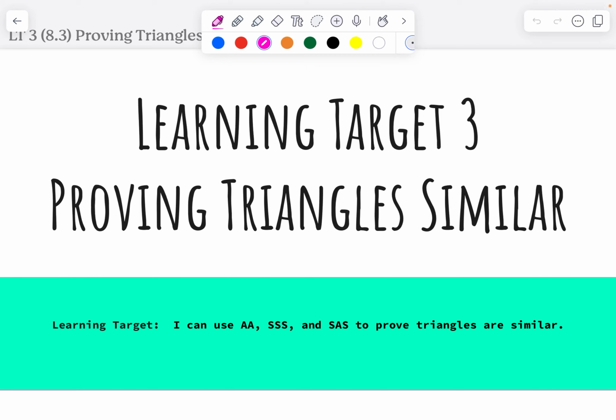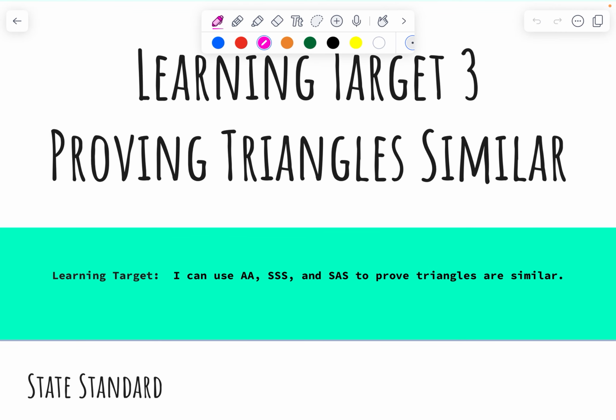Hello friends, today we're going to talk about how we can prove that two triangles are similar. Prior to this, we needed to show that all three sides of one triangle were proportional to all three sides of the other triangle, and that all three angles of one triangle were congruent to all three angles of another triangle. Today we're going to learn about some shortcuts, so we don't have to show all 6 of those things to show that two triangles are similar.